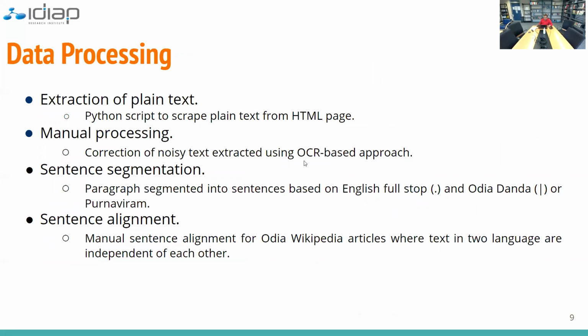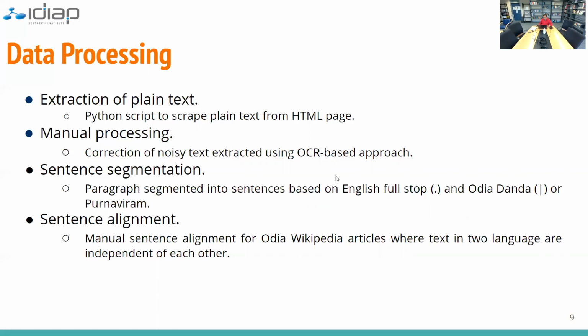So already I have explained the steps for this data processing: extraction of plain text or manual processing for the OCR-based approach, and sentence segmentation. This is mostly done for long paragraphs, for example Wikipedia, where the sentences are in long paragraphs, so we need to do alignment. For that, we first segmented based on the English full stop, or for Odia sentences using the Odia Danda or Purnaviram.